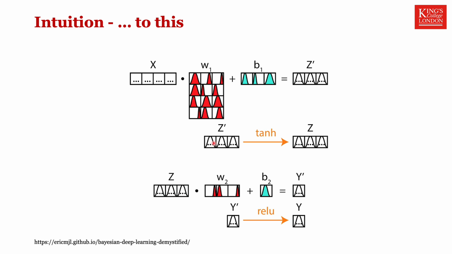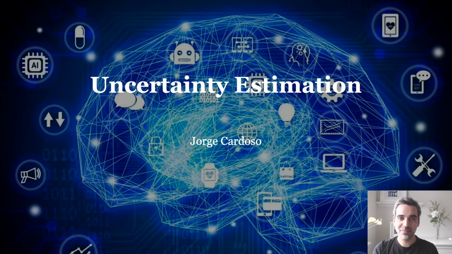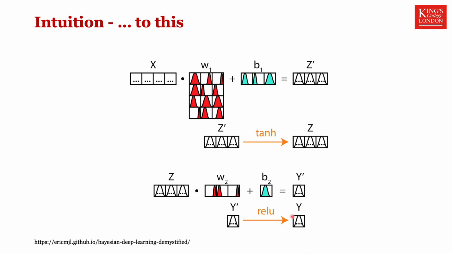The distribution of z primes can then be passed through the tanh to get the distribution of z's, which you then give to the second layer of the neural network, which is again going to be a distribution that gives you a distribution of y primes. You then pass the distribution of y primes through a ReLU, and you end up with a distribution of y's. So by changing the parameters of the network, the w's and the b's, from scalars to distributions, we end up with predictions which are themselves distributions.